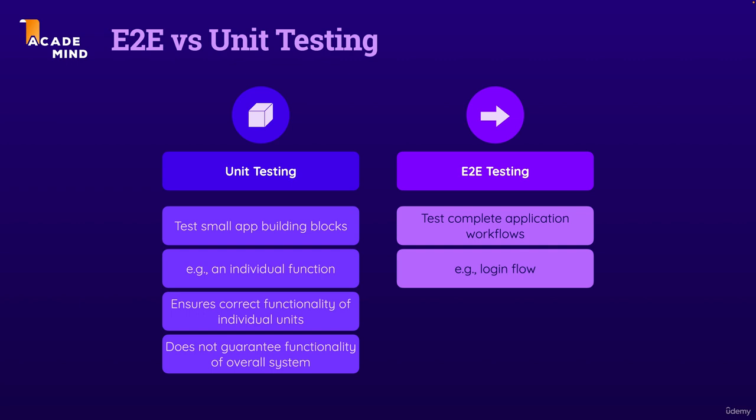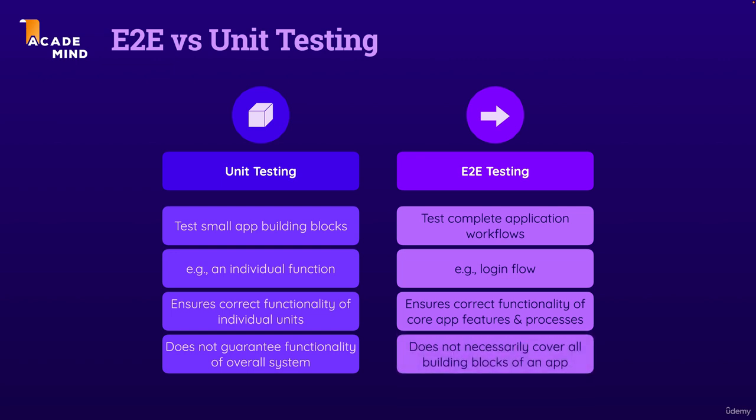And therefore, with end-to-end testing, you can ensure the overall functionality of the entire app or of those key application processes and workflows. With end-to-end testing, you're not necessarily covering all possible combinations of those different units, but you of course try to cover the most important workflows and features of your application. And combined with unit testing, you hopefully achieve a state of automated testing in a given project that allows you to cover all major building blocks and flows and catch errors and bugs early.